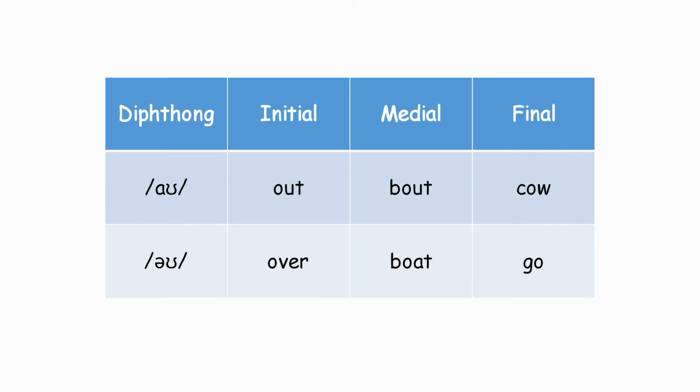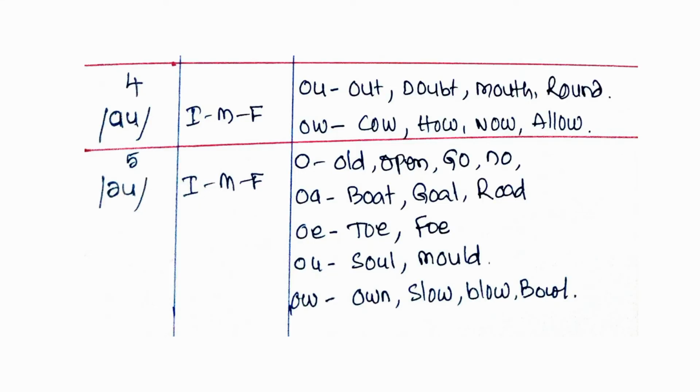Yes. Now let's see the spelling of this sound, ow. This happens initially, medially, finally. It is an IMF sound. This is represented with many types of spellings: with the letter O, with OA, with OE, with OU, with OW.